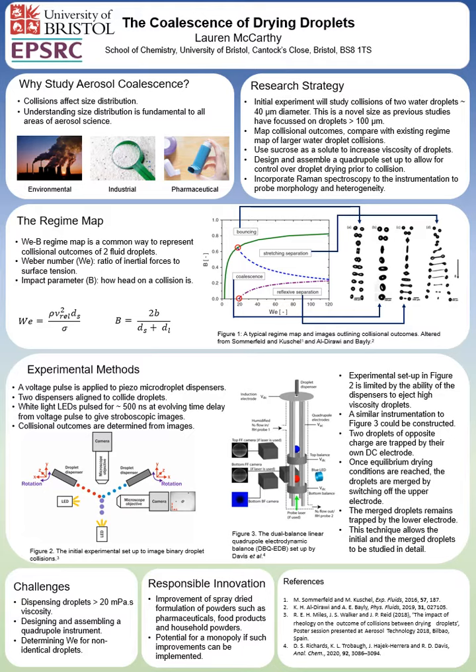So how can collisional outcomes be observed? Well, figure 2 shows the initial setup. So a voltage pulse is applied to the piezoelectric dispensers, which are aligned in order to collide the droplets, and the collisions are observed using stroboscopic imaging. This uses a white light LED, which is pulsed for roughly 500 nanoseconds at an evolving time delay from the voltage pulse. So once the collisional outcomes are observed, they can be plotted on the regime map.